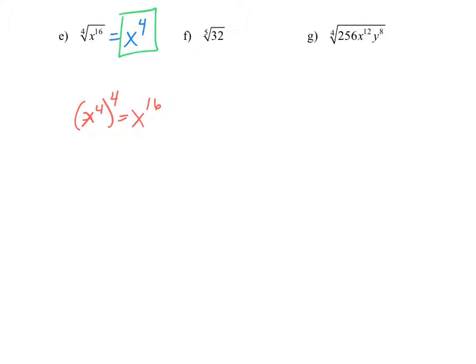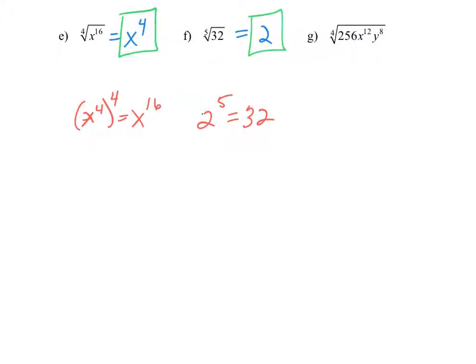The 5th root of 32 is equal to 2. You can check that by taking 2 to the 5th power, 2 times 2 times 2 times 2 times 2, and that is equal to 32. So our answer is 2.